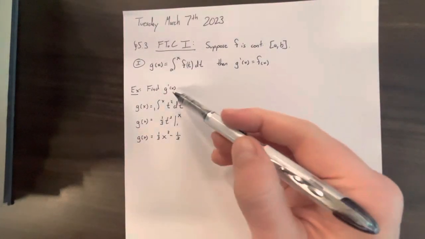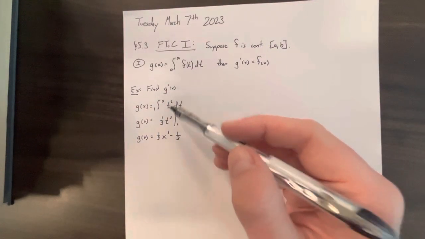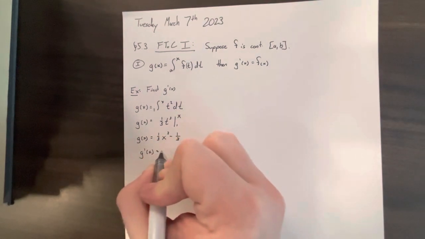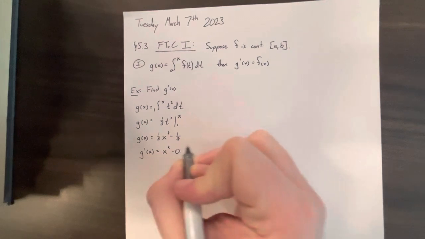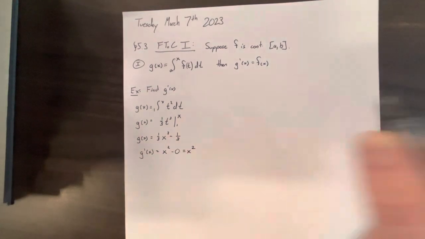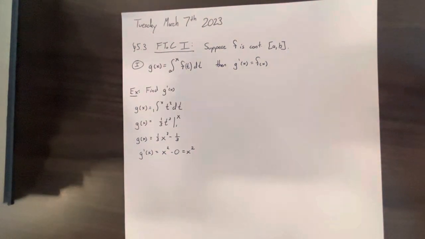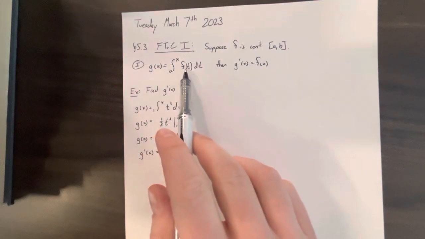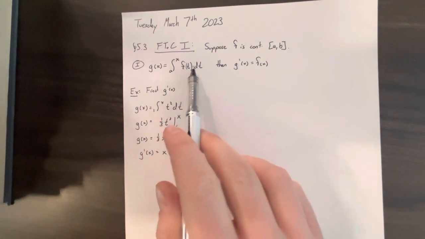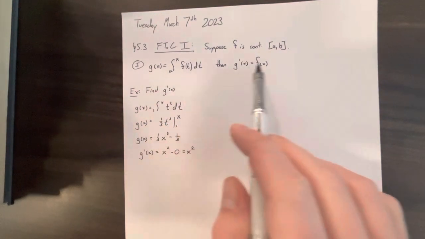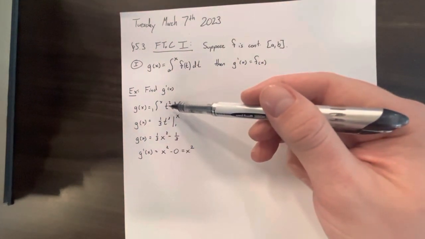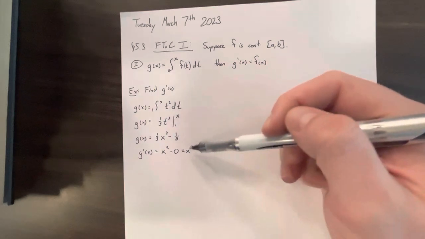However, we want to find g prime of x, so we need a derivative here. This first one just becomes x squared, and the next one 0. So we just have x squared there as our derivative. Now, if we look back at what the theorem says, this derivative function should just be this inside function, but instead of with a t, it's just with an x. Isn't that what we just had happen here? Instead of this t squared, it's just x squared.